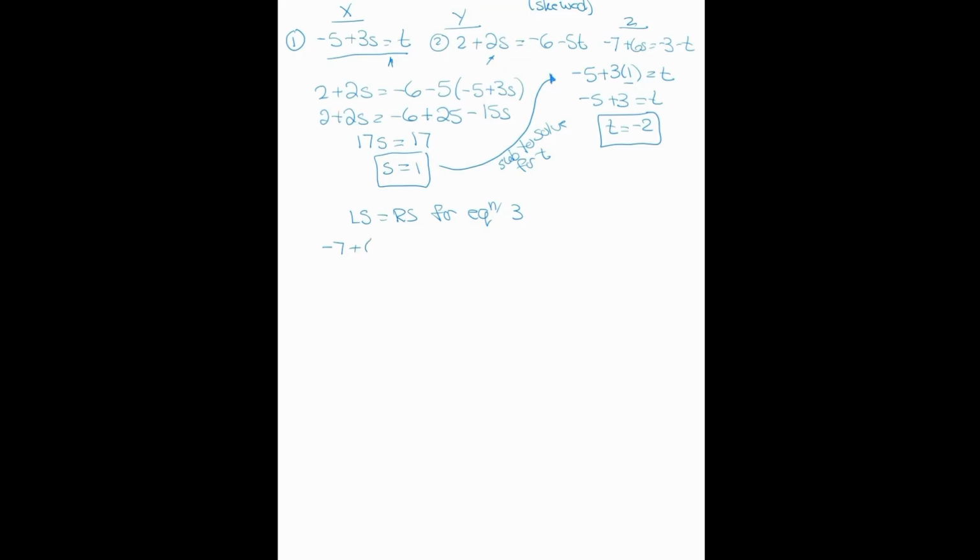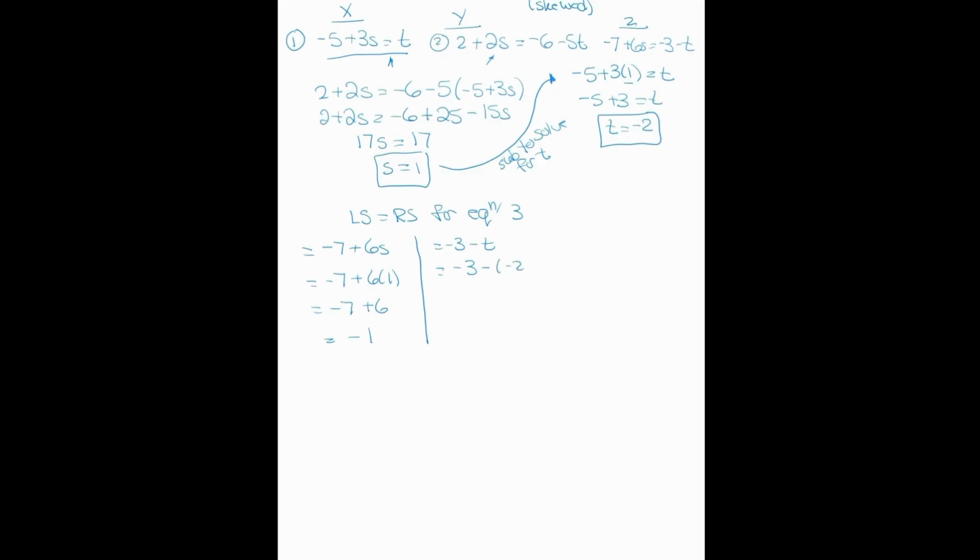So we have -7 plus 6s on the left side, and we have -3 minus t on the right side. Substituting our values in, we get -7 plus 6 times 1 equals -7 plus 6 equals -1 on our left-hand side. Now let's substitute t in on our right-hand side.